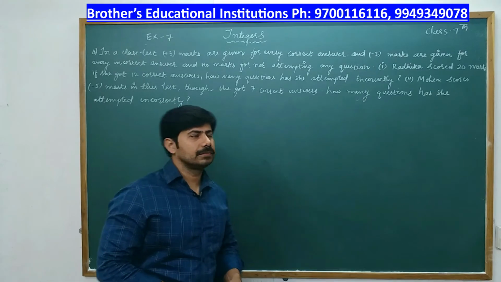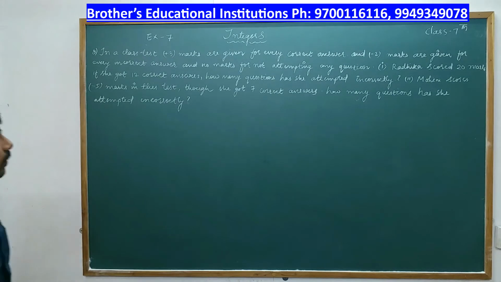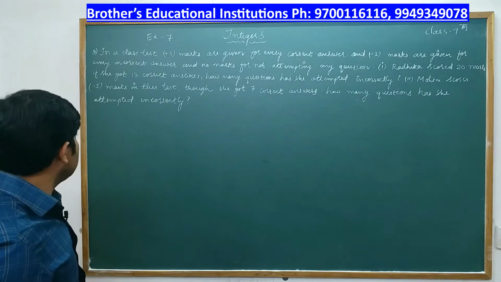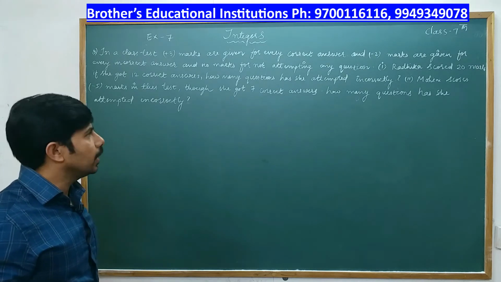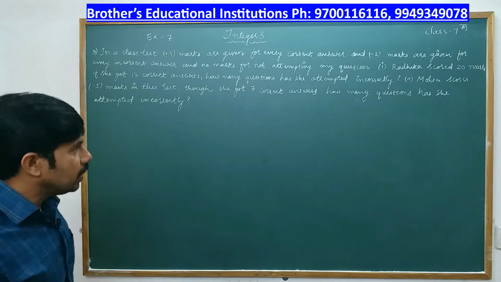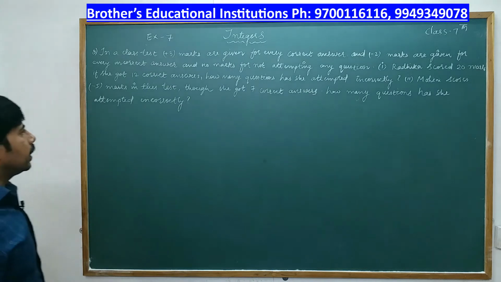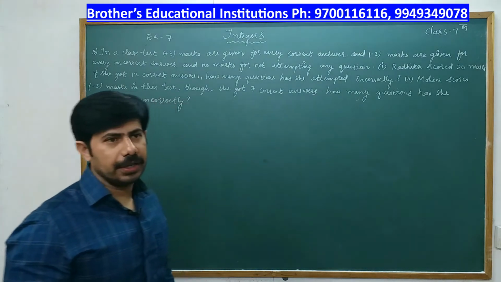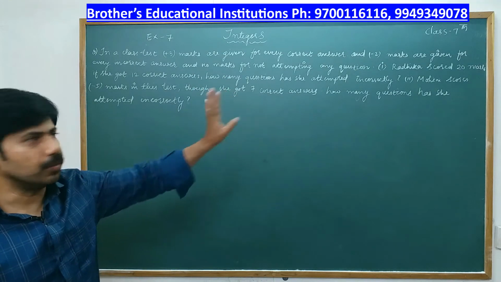Next problem. In a class test, plus 3 marks are given for every correct answer, minus 2 marks are given for every incorrect answer, and no marks for not attempting any question. Radhika scored 20 marks. She got 12 correct answers. How many questions has she attempted incorrectly? First we'll solve this for Radhika, then we'll go to the second part, Mohini's score.